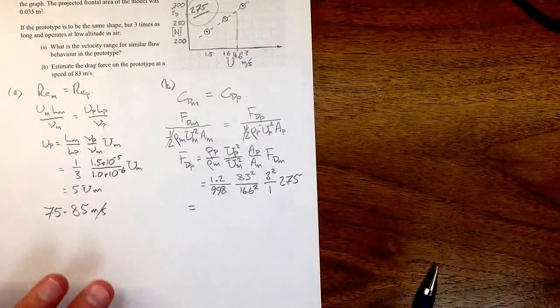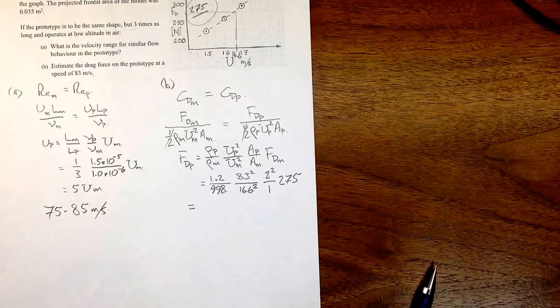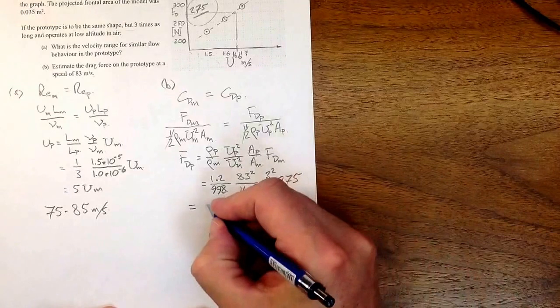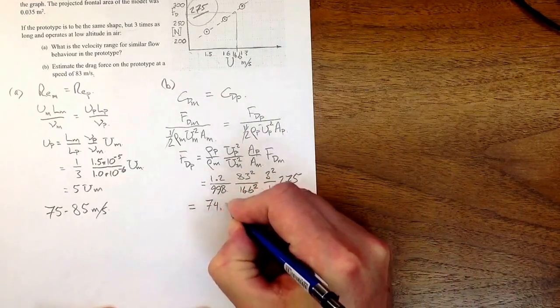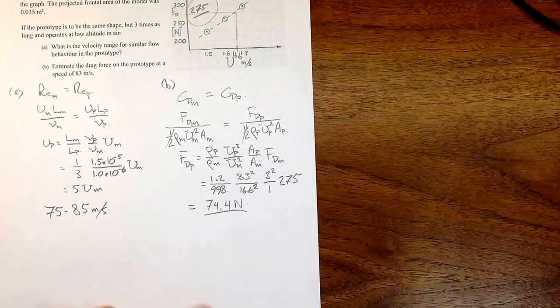So, plugging those numbers in, 1.2 divided by 998 times 83 squared, divided by 16.6 squared, times 9, times 275, and I get 74.4 newtons. 74.4 newtons is the force that we expect on the prototype.